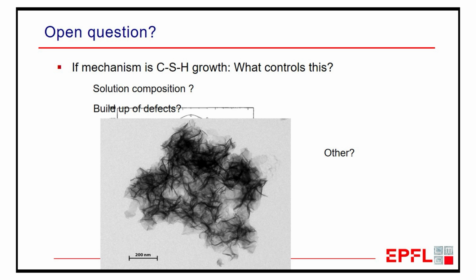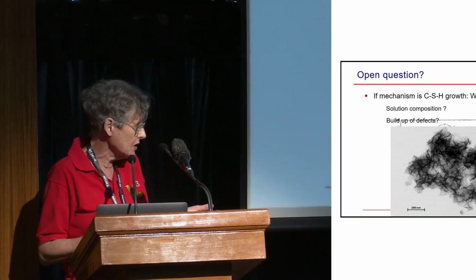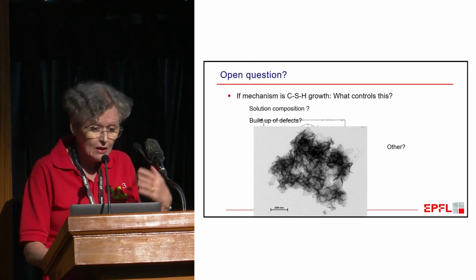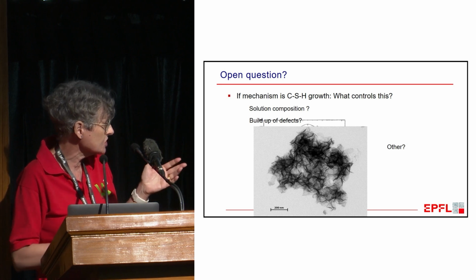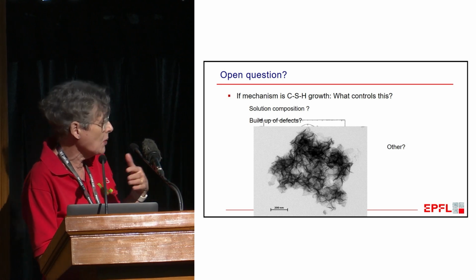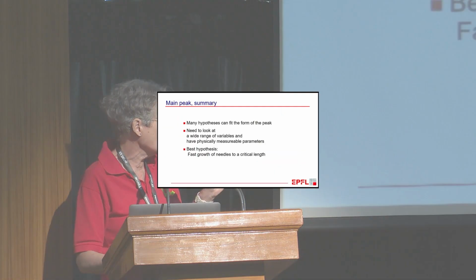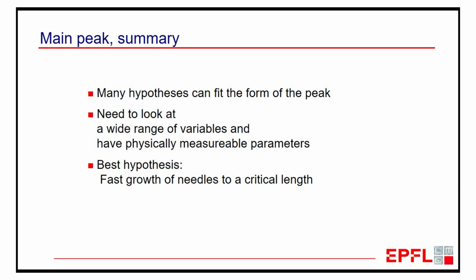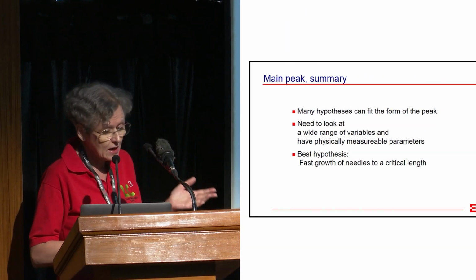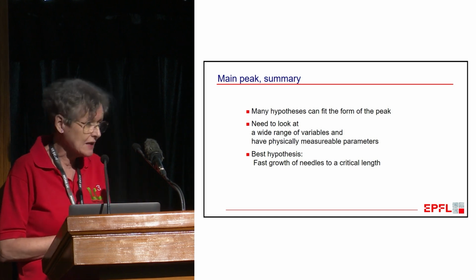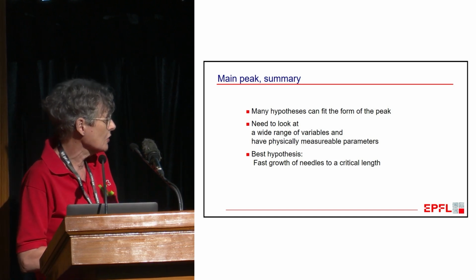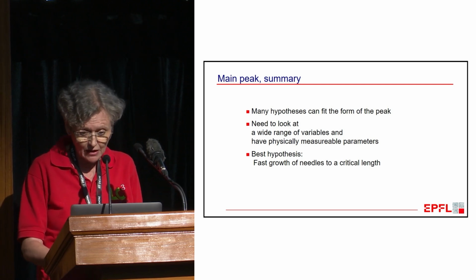So, of course, we don't really know everything. We still have some open questions. For example, why should the growth be fast at the beginning and then slow down? Is it to do with the solution concentrations? Is it to do with these complex forms and how they form? We don't know everything yet, but we've got the basic idea that we need to look at, because we looked at this wide range of variables and used different models, our hypothesis that fits all the facts at the minute is we get this fast growth of needles to a critical length, and then their growth slows down.